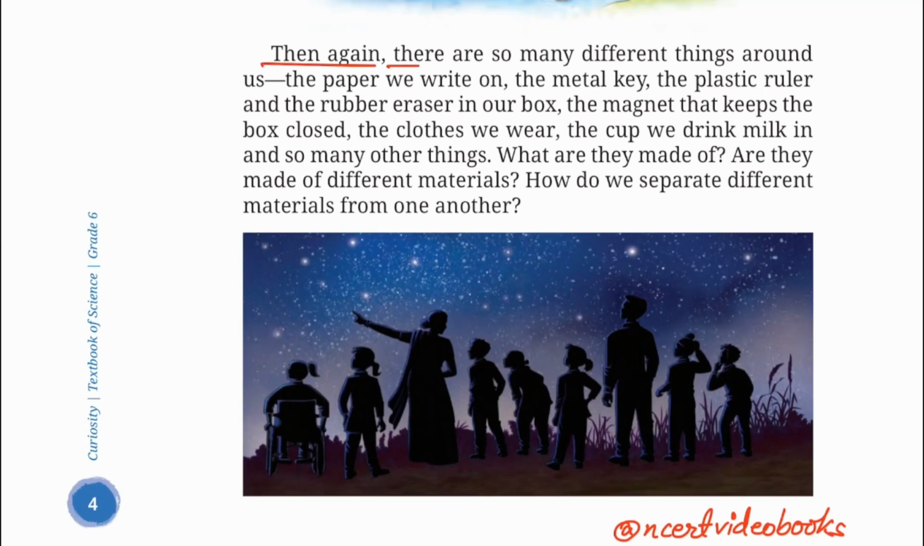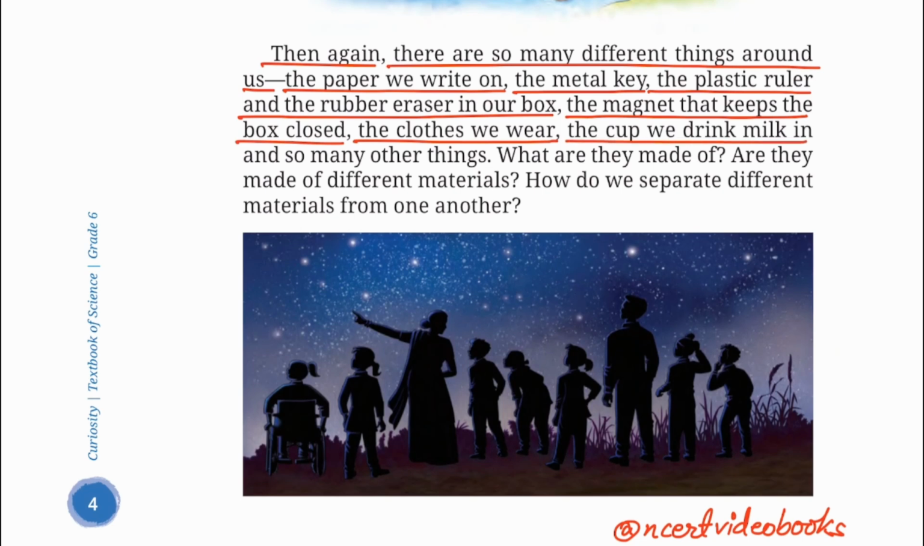Then again, there are so many different things around us. The paper we write on, the metal key, the plastic ruler, and the rubber eraser in our box, the magnet that keeps the box closed, the clothes we wear, the cup we drink milk in, and so many other things. What are they made of? Are they made of different materials? How do we separate different materials from one another?